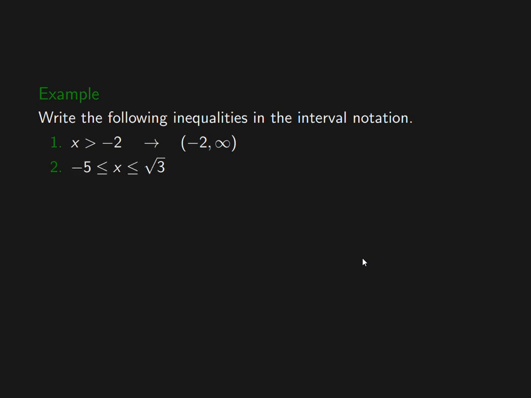So what about minus 5 less than or equal to x less than or equal to root 3? Well, both minus 5 and root 3 are solutions of this inequality. So we can use a left bracket for minus 5 and a right bracket for root 3. What about minus square root of 2 less than or equal to x less than pi? Well, minus root 2 is a solution, but pi is not a solution, so we'll use a left bracket for minus root 2, and a right parenthesis for pi.